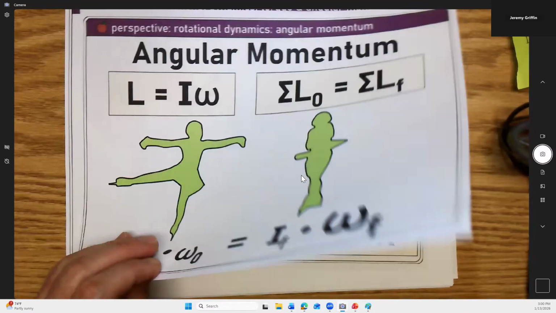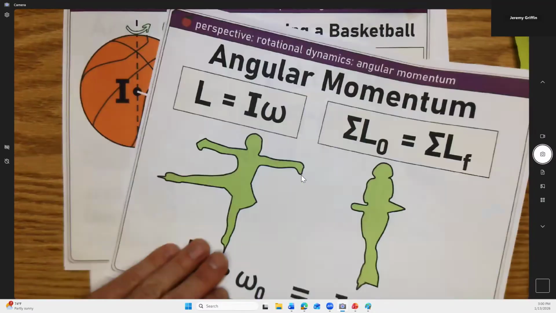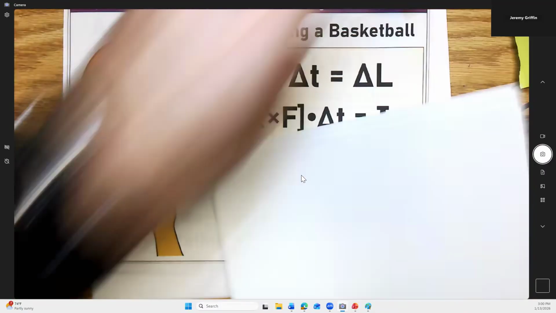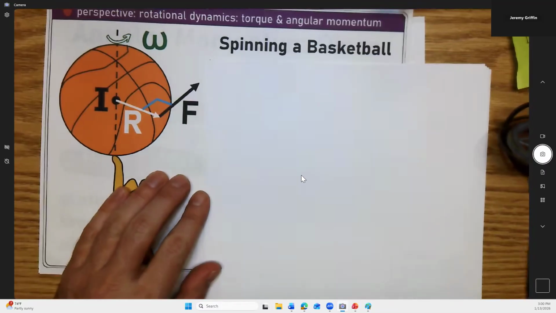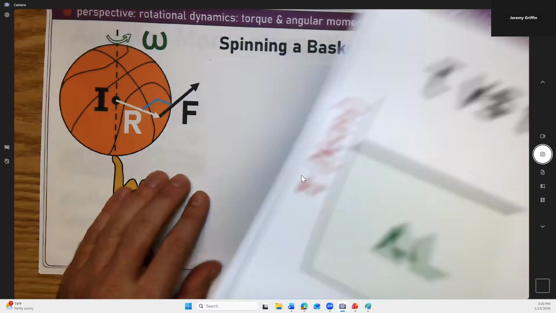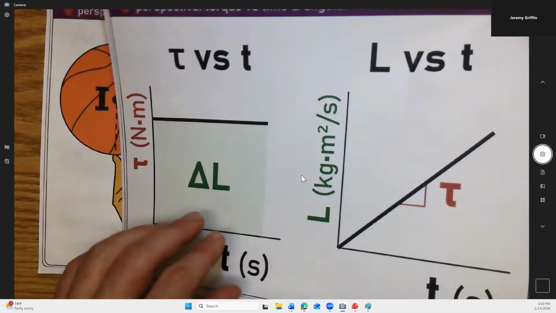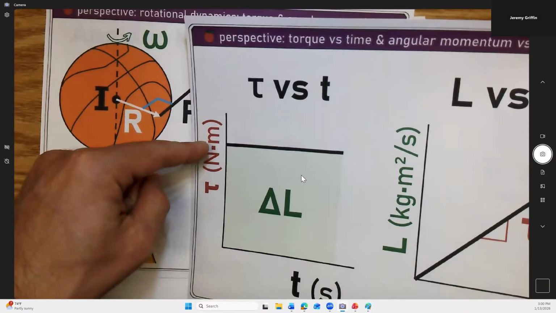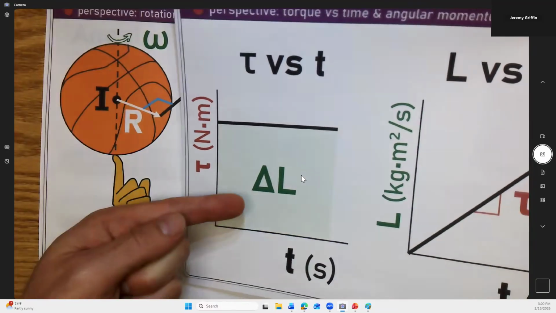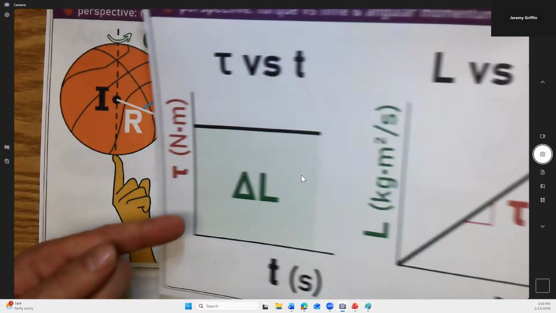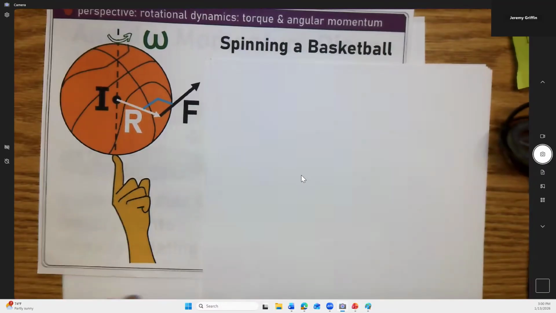All right, let's keep going. This next one's fun. Here, do this with you guys: spinning a basketball. Picking up from that last pair of graphs, remember, if I apply some torque for some time interval, do you see a nice green rectangle right here? That's the change in angular momentum. You guys see that? So that's about to be really helpful with spinning the basketball.